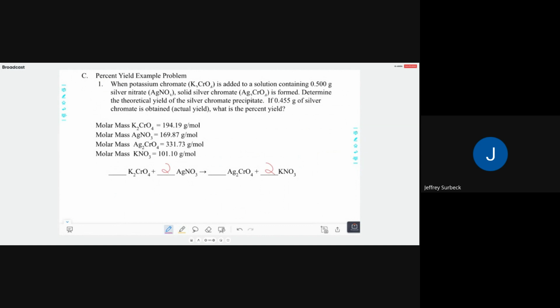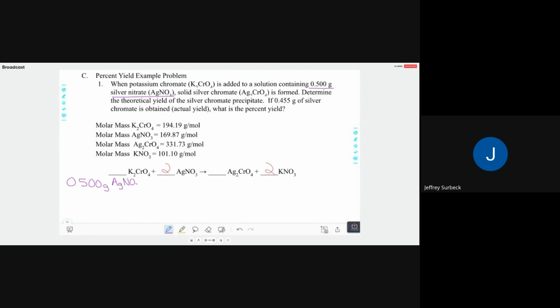Number 1, we are given an initial quantity of our reactant. Now, it doesn't say this, but we don't have to worry about potassium chromate because there's so much of it there that it's in excess. We do start out with 0.5 grams of silver nitrate. That's the first thing that I'm going to write down, 0.500 grams of our silver nitrate, AgNO3.